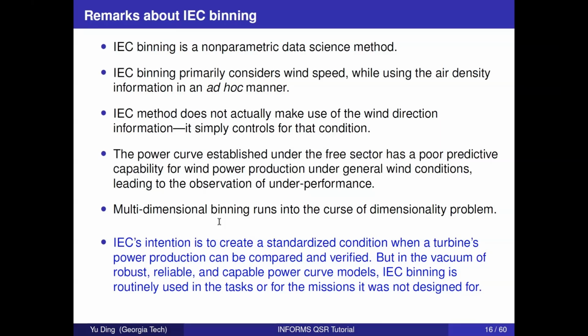The IEC binning method primarily only considers wind speed, right? They do consider air density in a very ad hoc way. It's not very optimal, right?